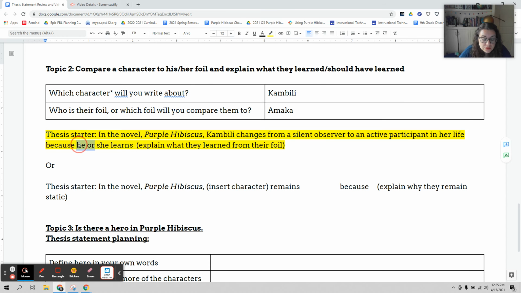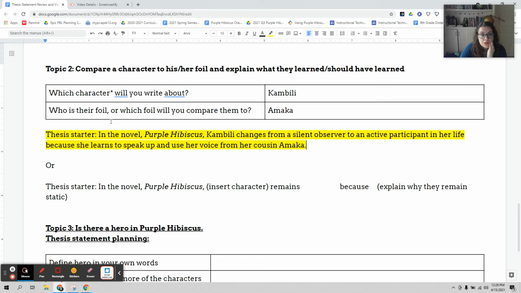because she learns. And then what do I need to say that she learns? Well, what does she learn from her foil? Now, her foil, her cousin Amaka, throughout the book is trying to provoke Kambili, in a sense, to use her voice. So I'm going to say something like that. Because she learns to speak up and use her voice from her cousin Amaka.